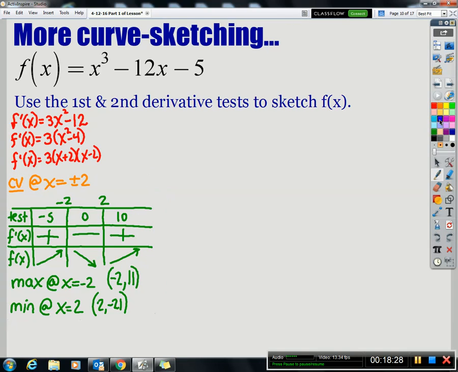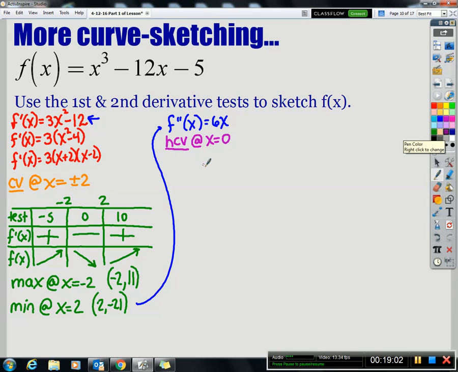I know by now it's better to write with a pen. So my second derivative, and I'm going to use the first version of my first derivative, is simply what, 6x? And of course that's easy because I know the hypercritical values. If I'm sticking with my color coding here, the hypercritical values are going to occur at x equals 0.